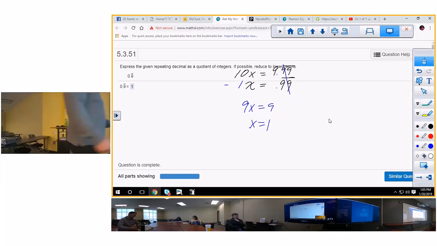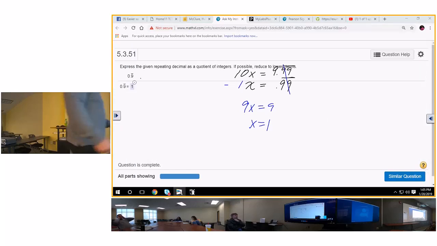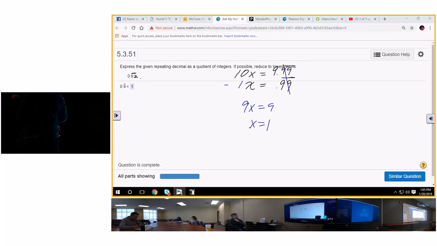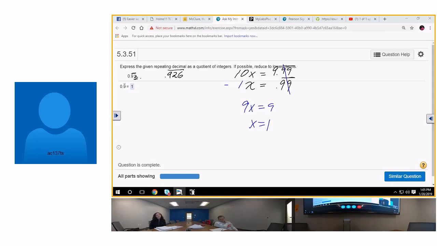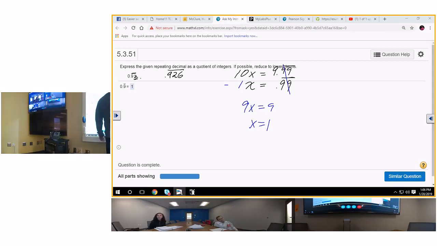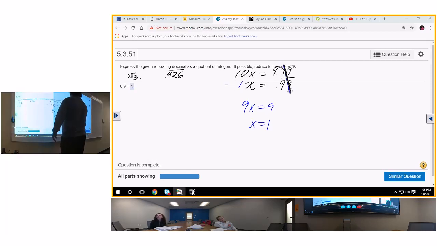When do you multiply by 100? If I had 0.92 repeating like that, then I'd multiply by 100, because what place value is the 2 in? If I had 0.926 repeating, what would I multiply by? The thousandths, 1,000. You'd multiply by 1,000. But the whole point is, whatever you multiply by, you subtract from. What that does is it gets rid of your repeating. The repeating is what you're trying to cancel.